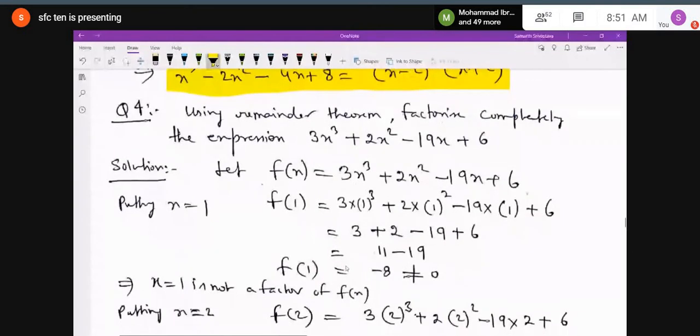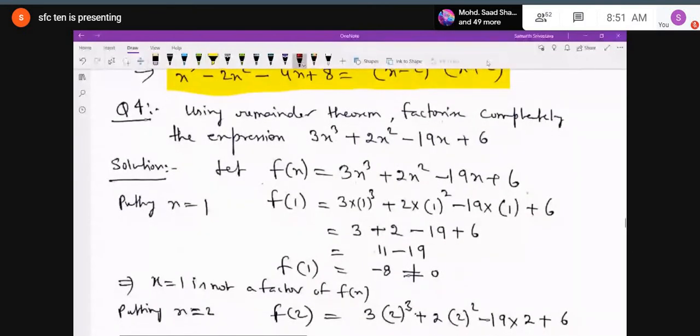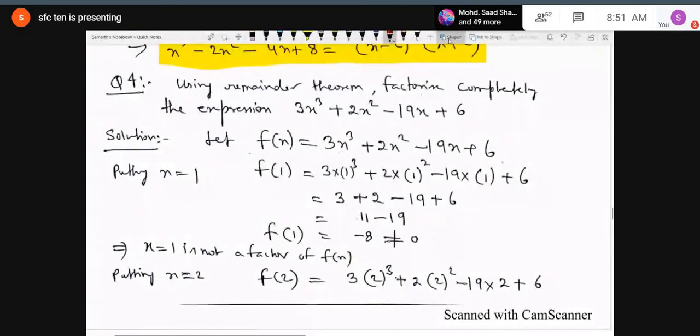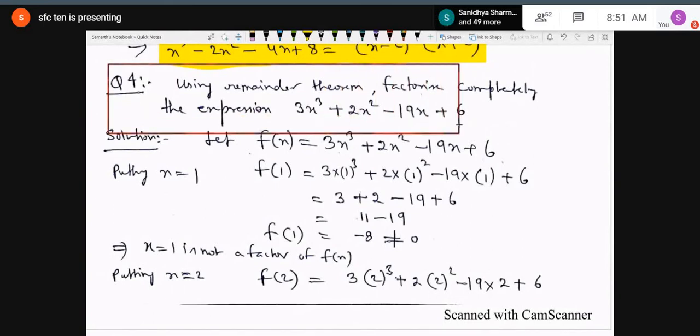Now, coming to question number 4. Using remainder theorem, factorize completely the expression this. Remember, whenever it is given using remainder theorem or sometimes it is written using the factor theorem, factorize the given expression completely. Okay, you have to substitute. You have to adopt the hit and trial method. It is known as hit and trial method.